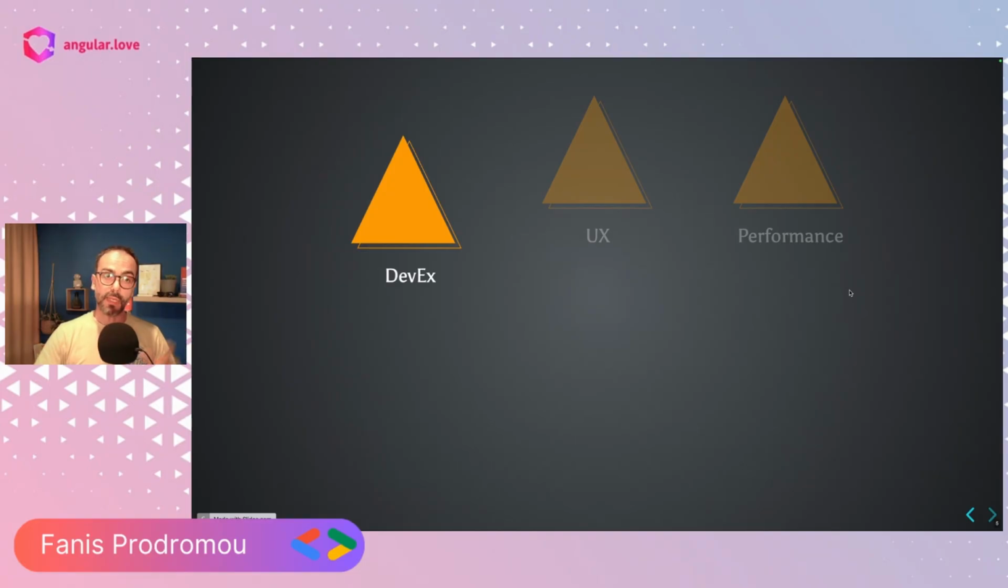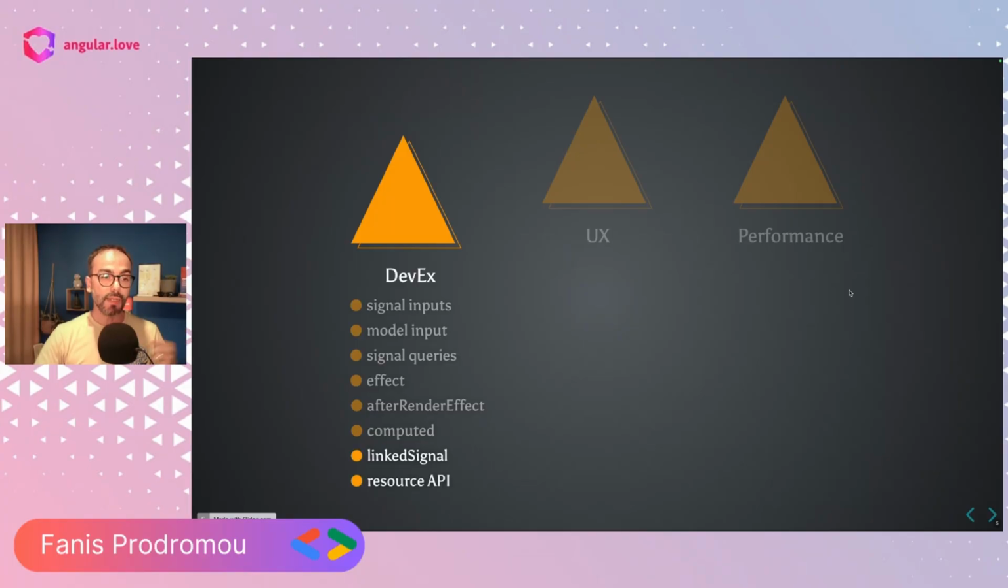On the developer experience, we have a bunch of new APIs to use already. And these are the signal inputs, model input, signal queries, the effect. After render effect, I really like that. And I have a very cool article into the Angular Love. You can go there and check it out. Computed, linked signal, and the resource API. And into this talk, we will mainly focus into the linked signal and resource API.